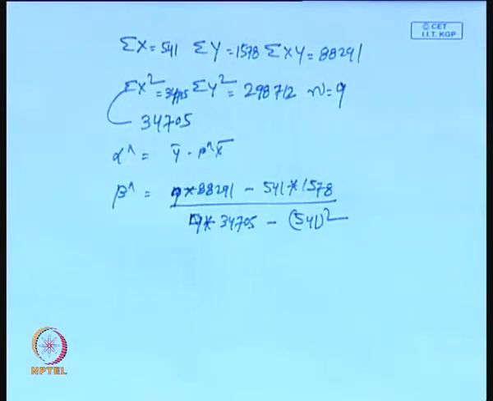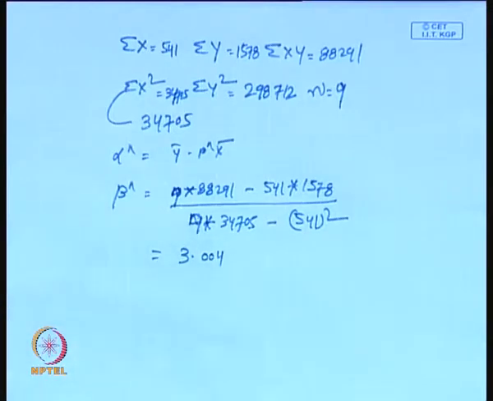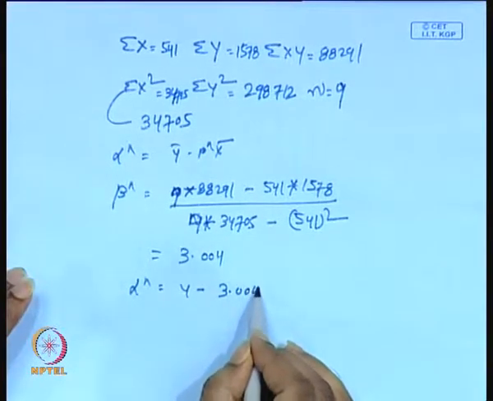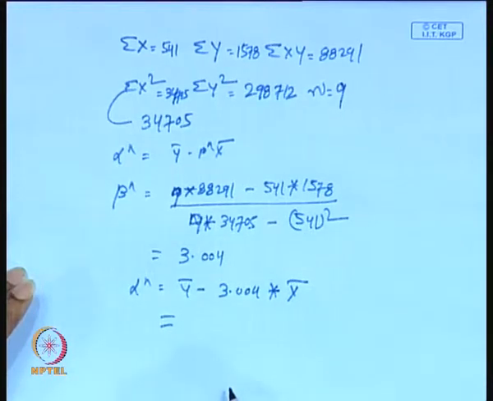Now, if we simplify this particular equation, beta hat is equal to 3.004. You will get 3.004 since all this information is available. So, if you simplify this equation, you get beta hat equal to 3.004. Now alpha hat equal to y bar minus beta hat, which is 3.004, into x bar. If we simplify further, it is nothing but 355.93.